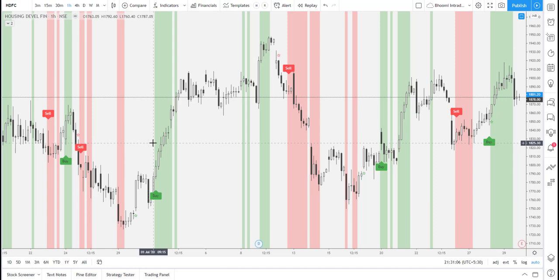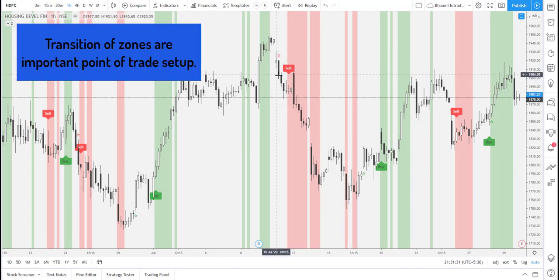That means if there is a green one going for a longer time, or if there is a red one which is going for a longer time, then just the next transition, like here for an example, there is a sell here after such a long demand sentiment in the market, the transition and then the label or a star is a very strong probability. So you can see what kind of fall it gave after this transition. So the transition of the opposite zone after a long zone is a very good setup.